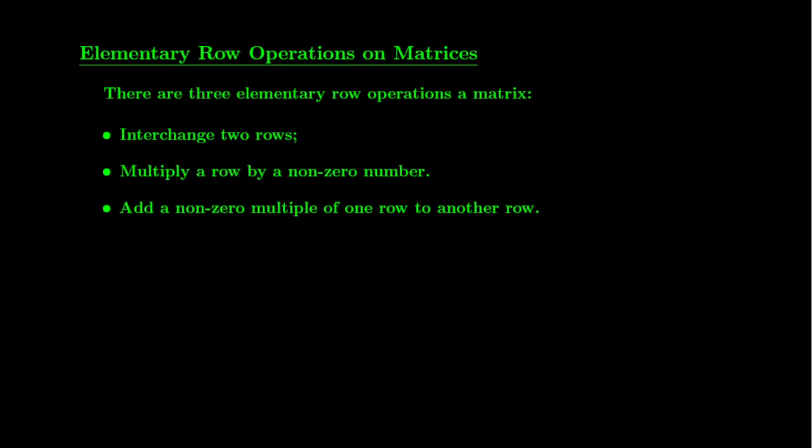3 operations we can perform. The first one is to interchange 2 rows. The second one is you can multiply a row by a non-zero number. And the third one is you can add a non-zero multiple of one row to another. The second one in particular, you are not allowed to multiply a row by a zero. You have to multiply a row by a non-zero number.